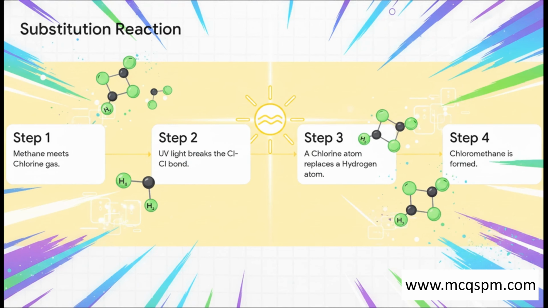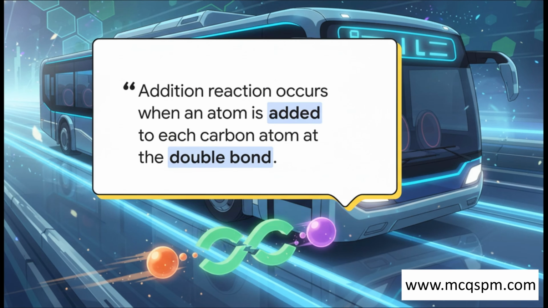So let's see this in action. Methane meets chlorine gas. But here's the catch. They'll just sit there next to each other until you give them a little push. And that push is energy, in this case from UV light. That energy is enough to break the bond between the chlorine atoms. Then, a free chlorine atom can come in and swap places with a hydrogen atom, giving us our final product, chloromethane.